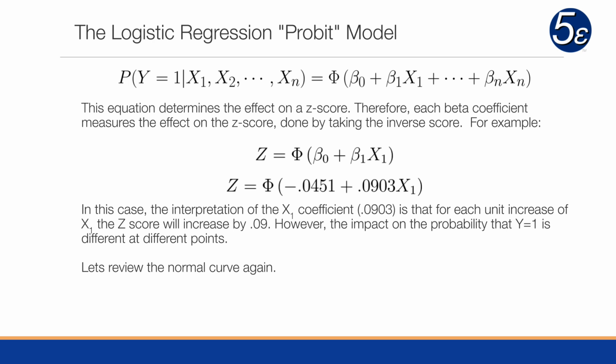So for example, z equals phi beta 0 plus beta 1x1. The z-score would equal phi negative 0.0451 plus 0.0903. In this case, the interpretation of the x1 coefficient, 0.0903, is that for each unit increase of x, the z-score will increase by 0.09. However, the impact on the probability that y is 1 is different at different points. So let's review the normal curve again.